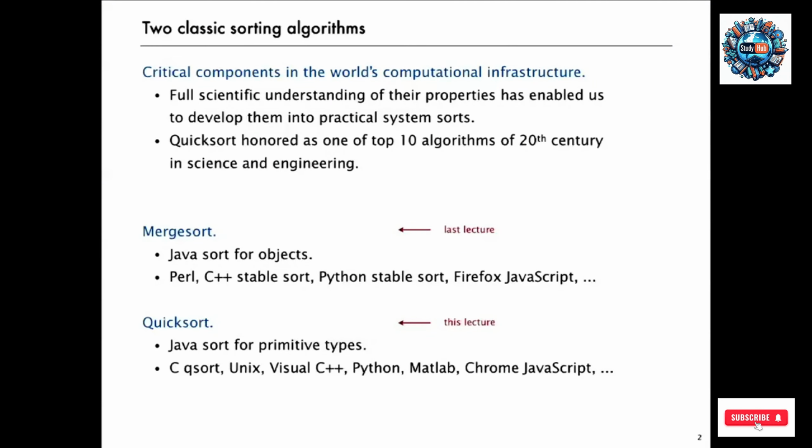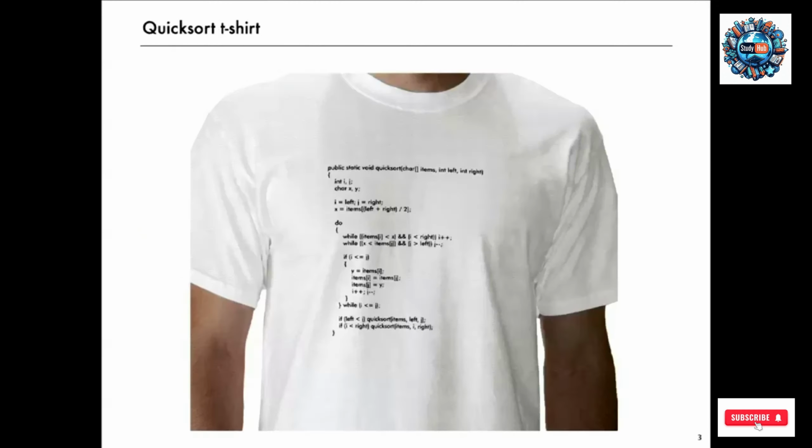Welcome back. Today we're going to look at Quicksort. That was named as one of the most important algorithms of the 20th century and is widely used for system sorts and many other applications. Last lecture we looked at Mergesort, another classic sorting algorithm that's used in many systems, and today we're going to look at Quicksort, which is used in many others. You can even get a Quicksort t-shirt nowadays.